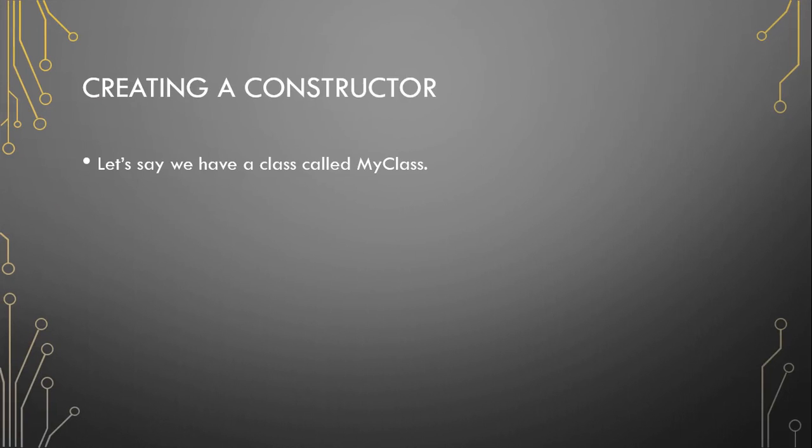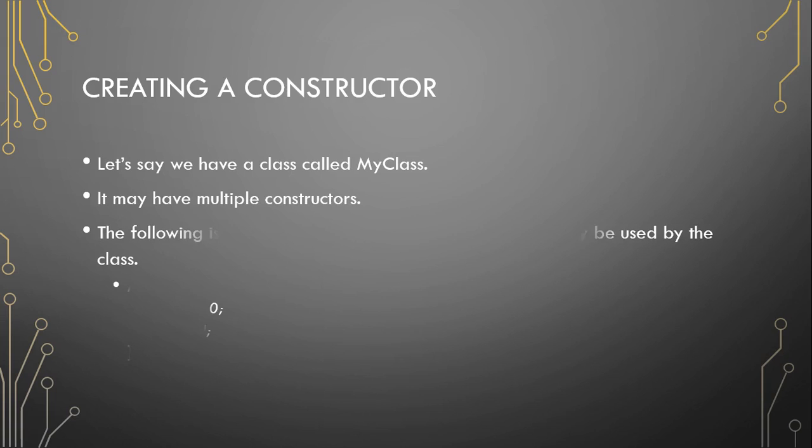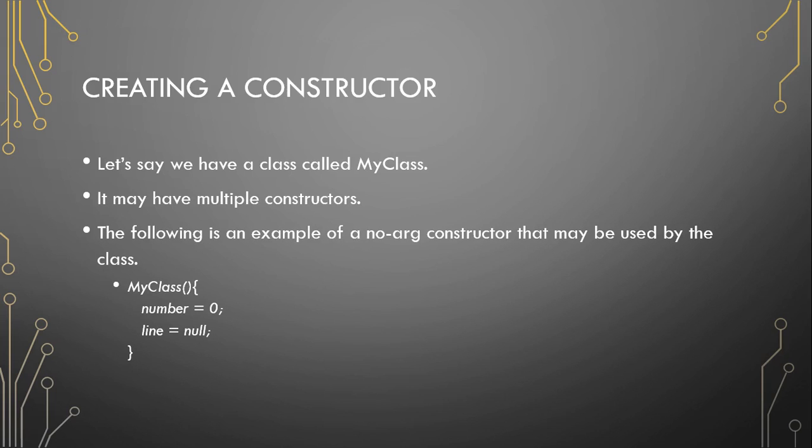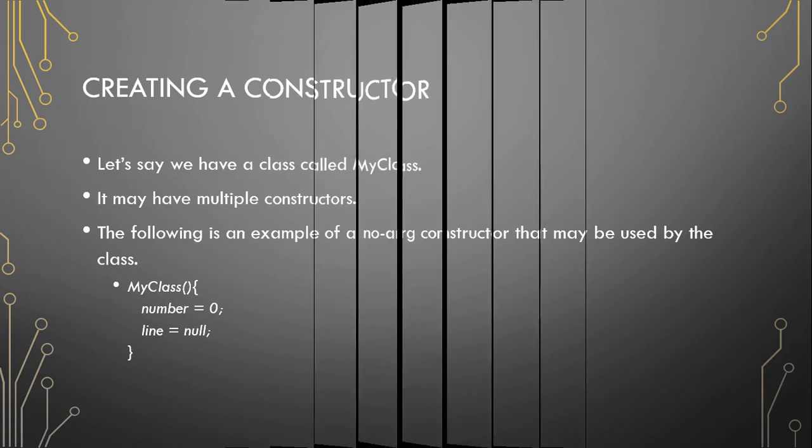Now, let's talk about creating constructors. Let's say we have a class called myClass. It may have multiple constructors. The following is an example of a no arg constructor that may be used for a class. myClass, number equals 0, line equals null. Obviously, number is probably an int, and line is probably a string. Because strings are classes in Java, we can set it to null. You could also, of course, have constructors that have parameters. For example, you could have myClass int number. Then number would be this dot number equals number or something like that. You can do different kinds of setups here.